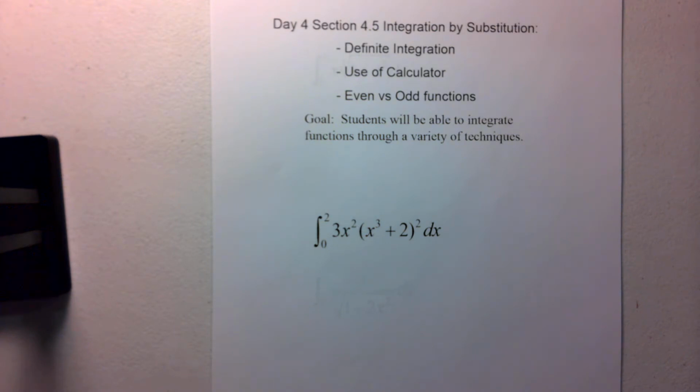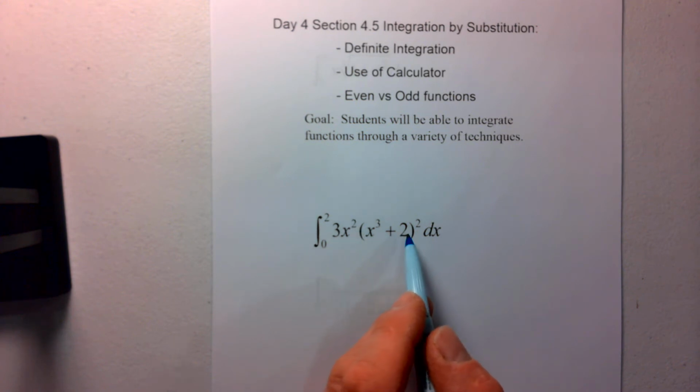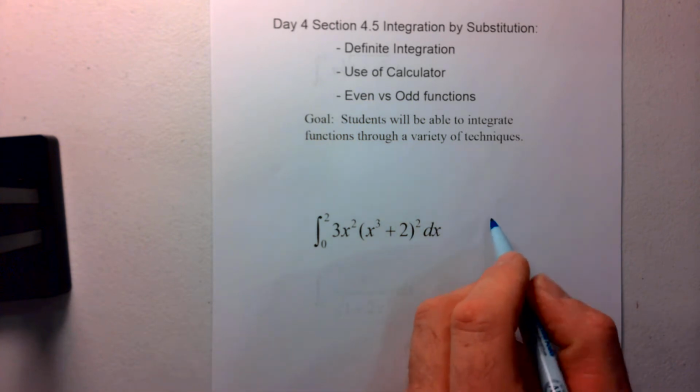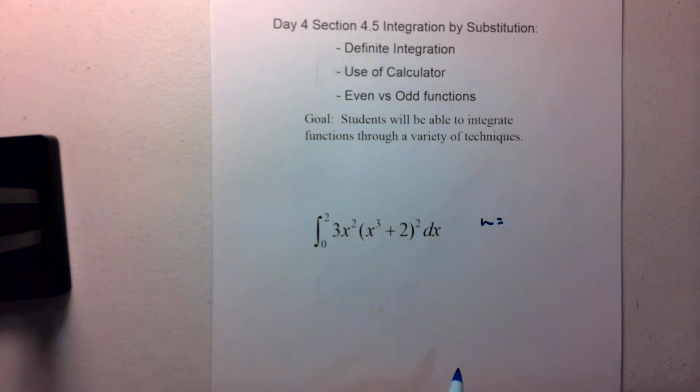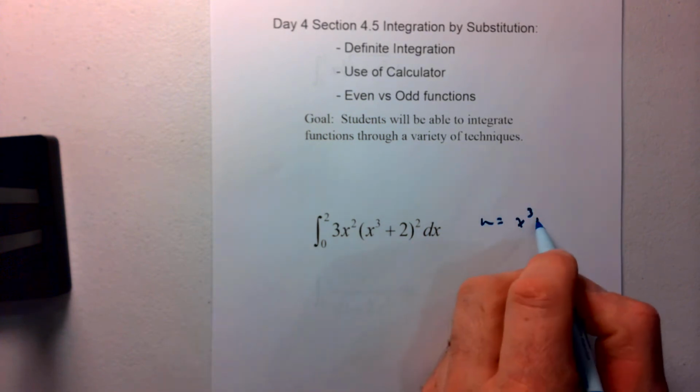But I want to show you some different things that could happen when we do a u substitution and the way they may test you on this. So here we've got the integral of 3x squared times the quantity x to the third plus 2, squared, dx from 0 to 2. So we're going to let our u, again, be that quantity, x to the third plus 2.